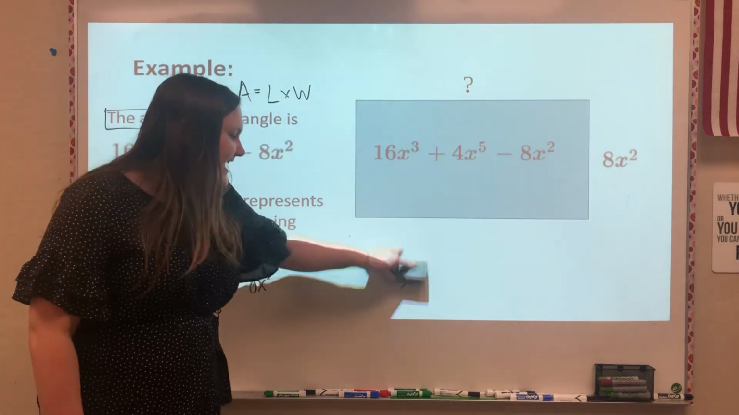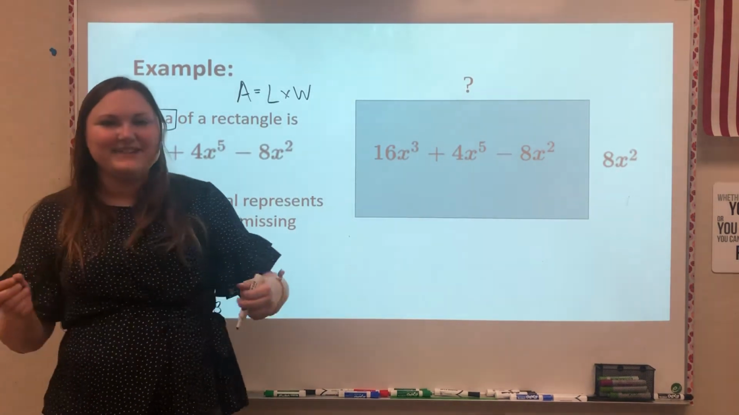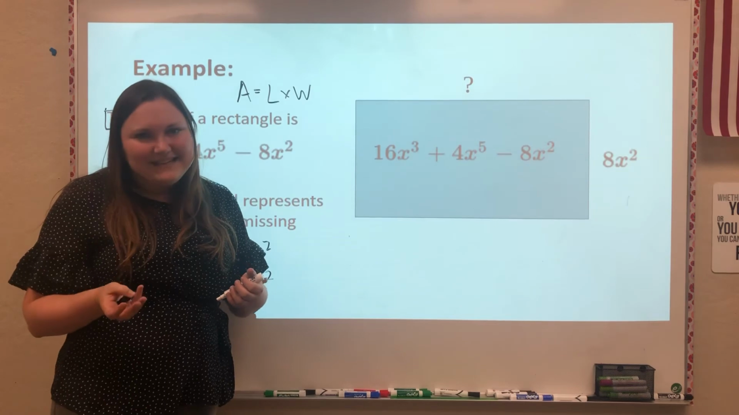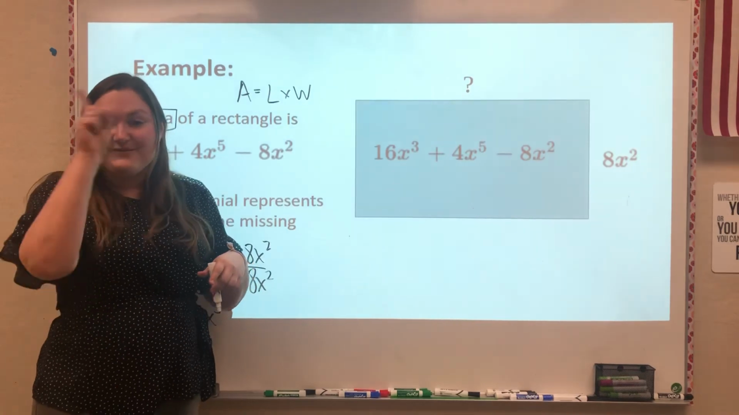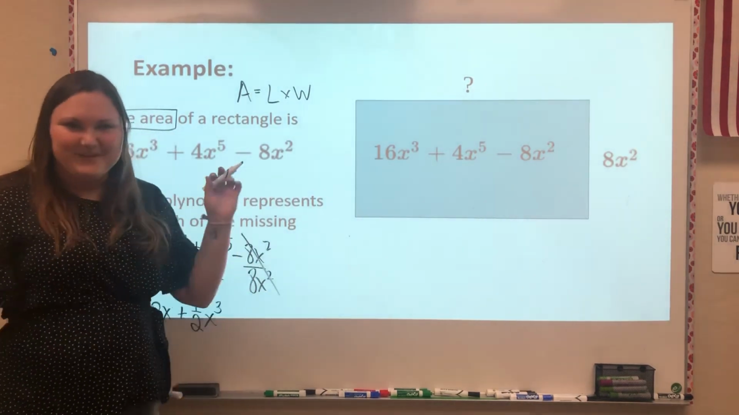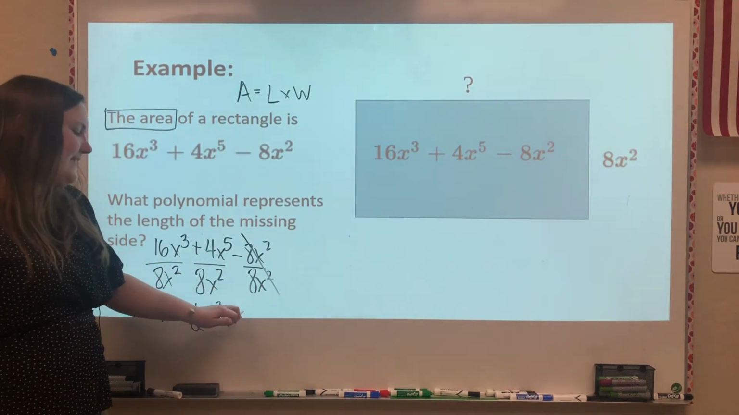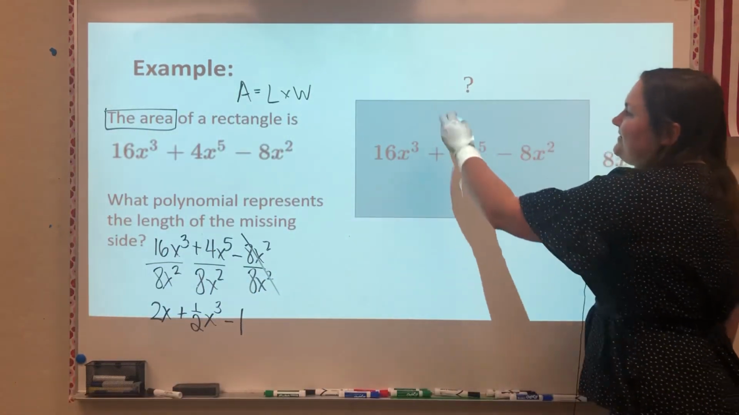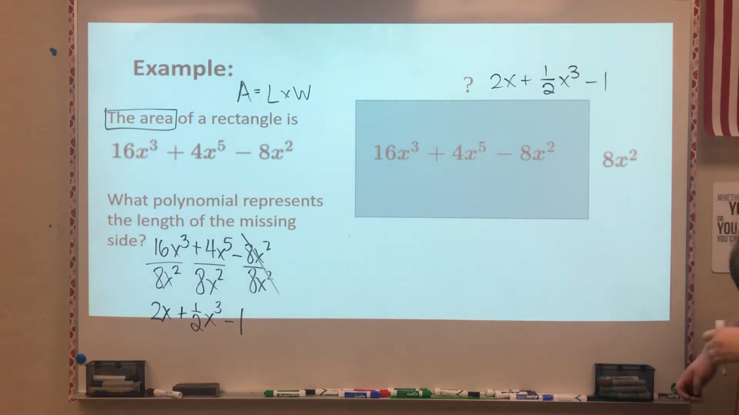Now this last part says 8x squared divided by 8x squared. So often students want to come in and say, it cancels out, we're done. Yes, it cancels out, but when something cancels out, what does that mean? What does 8 divided by 8 give you? What does x squared divided by x squared give you? It gives you 1. So we're not just going to cross them off and be done with it. 8x squared divided by 8x squared gives us 1, so I need to write minus 1. And so with that, we have got our polynomial. That missing side right here is 2x plus 1/2 x cubed minus 1.